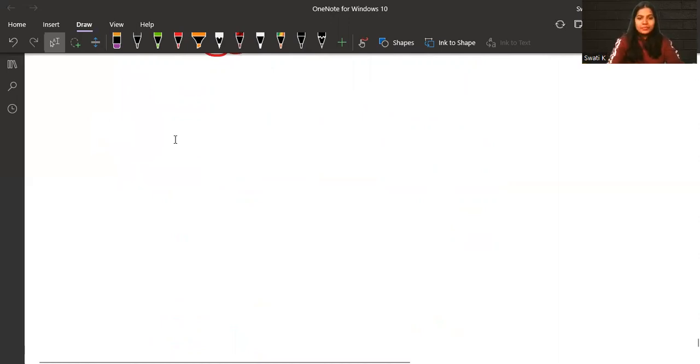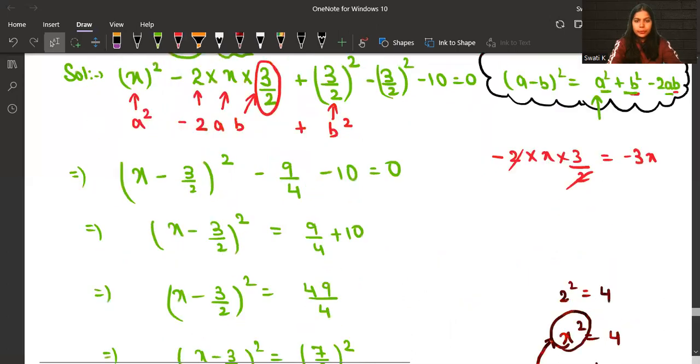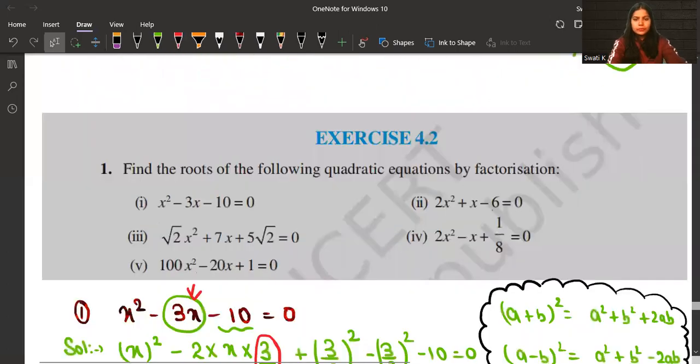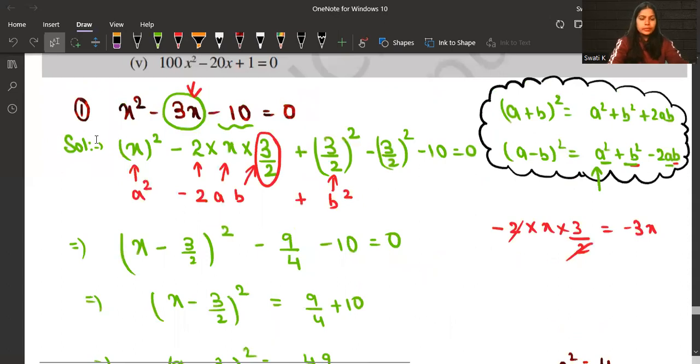All right, yes, we are done with this. Now let's do our third question. We have 5 questions. Let's finish it out quickly. Yes, so the third, fourth, and fifth questions we have to do quickly. Let's start with the third question. All right.